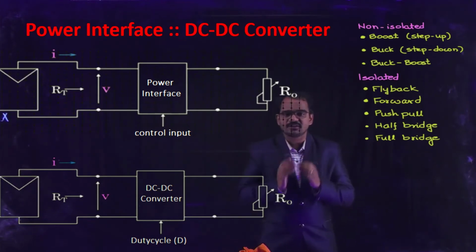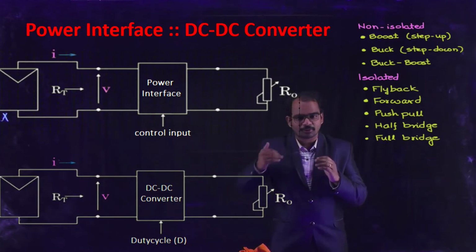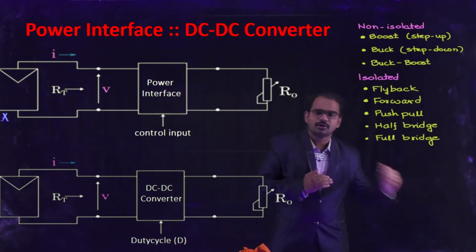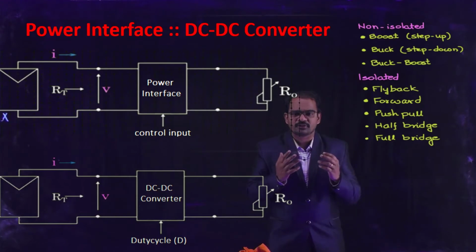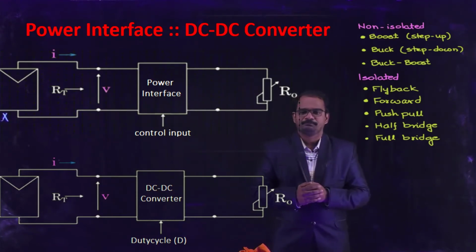The third converter is a buck boost converter. It is a converter which, depending upon the duty cycle, that is the control input, may either increase the voltage or decrease the voltage, and that's why it is called a buck boost converter. This buck boost converter performs the operation of buck and boost converters.